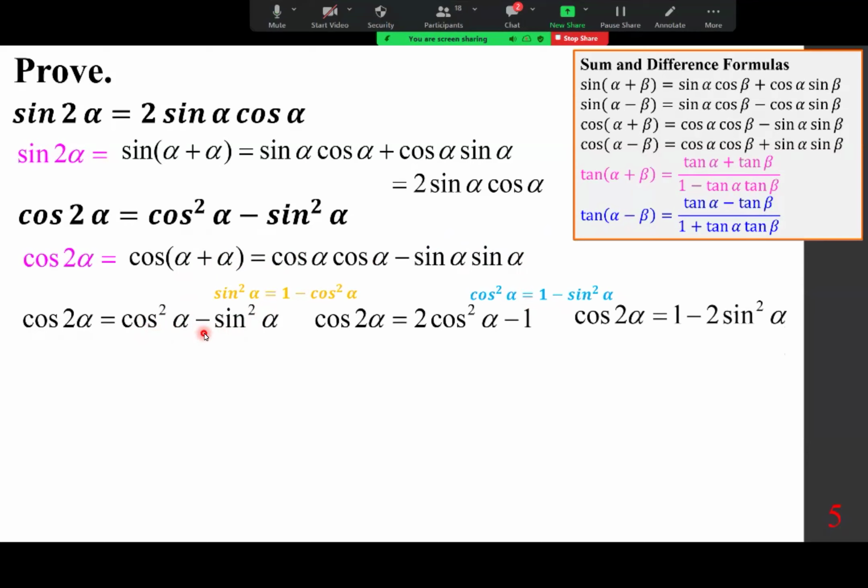So one more time, this one, the proof comes from here. This one, once you replace the sine squared with 1 minus cosine squared, remember sine squared plus cosine squared equals 1. And once you replace it with cosine squared, very simple.